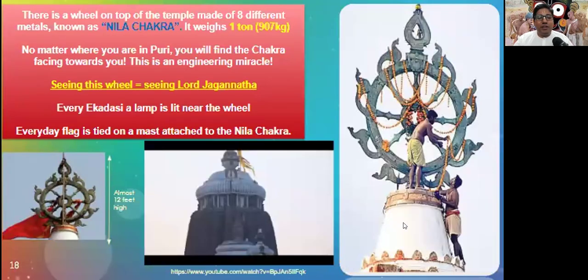I'll tell you something very interesting. You can see a very huge chakra on top of the main structure here. This is the Sudarshan chakra, also called the Neela chakra. It is said that even if you cannot take darshan of the Supreme Lord, if you can take the darshan of that Neela chakra, it is as good as taking the darshan of the Supreme Personality of Godhead. And I'll show you one interesting video here.